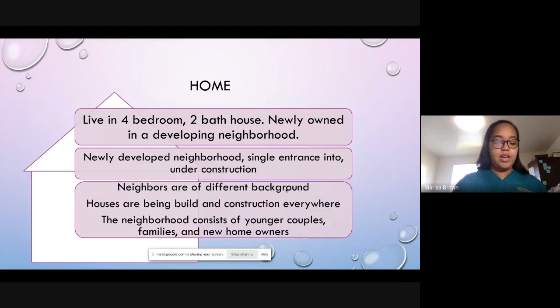The home. The family lives in a 4-bedroom, 2-bath house, newly built in a developing neighborhood. The neighborhood is newly developed with a single entrance into the area. The few neighbors are of different backgrounds. New houses are being built and construction is everywhere. The neighborhood consists of younger couples, families, and new homeowners.